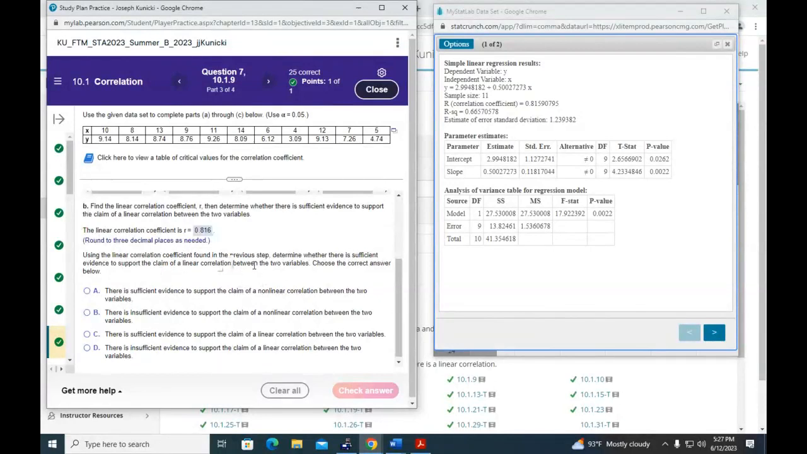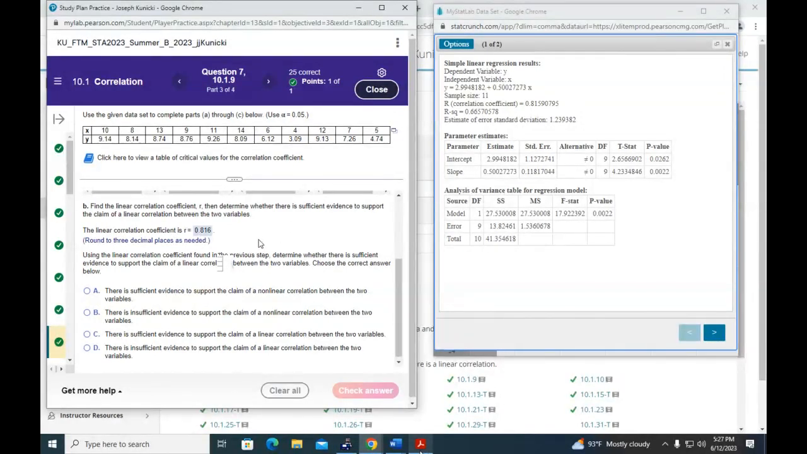Okay, so using that, is there sufficient evidence to support the claim? Now what they're asking us to do is find the critical values. We're now at 0.816. We have to figure out what these two are, and we base that on two things, N and alpha. And I gave you the handout.